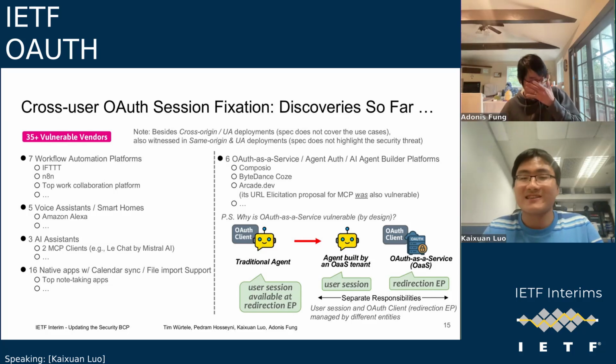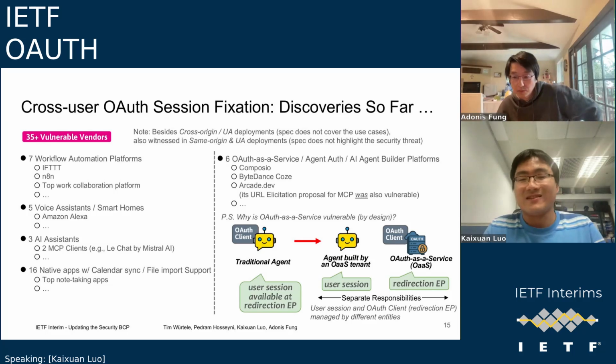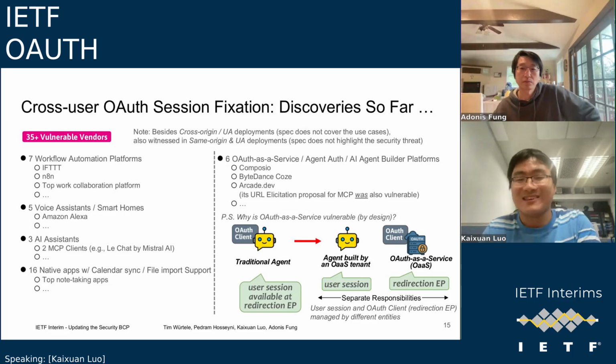But who should verify the state? Who should verify the user session integrity, right? The agent built by this OAuth as a service tenant has access to the user session. It can know which user started the OAuth. It should also be responsible for matching who completes OAuth, but it does not handle OAuth responsibilities. It's outsourced to this OAuth as a service provider. So this kind of deployment or trust, or you could say responsibility issue, is also why these attacks can happen.